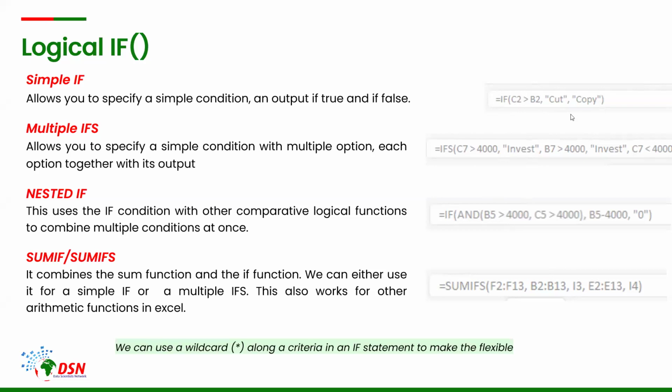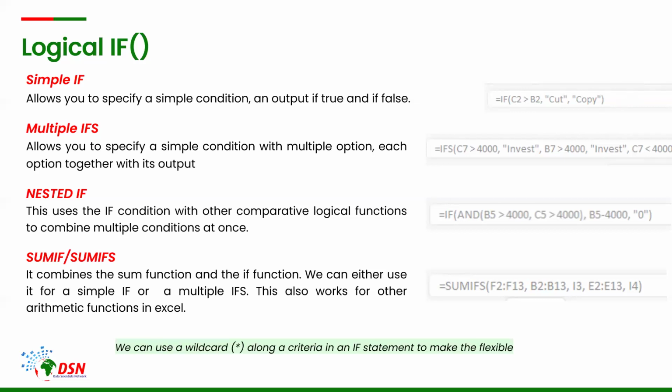So if you look at our worksheet that we used yesterday that talks about income and expenditure, we are trying to make a decision now. We want to know if we should cut our expenses or copy our expenses to the next year. So if C2 is greater than B2, which is saying that our expenses are greater than our income, we should cut the expenses. But if it is not greater, we can copy the expenses into the subsequent years.